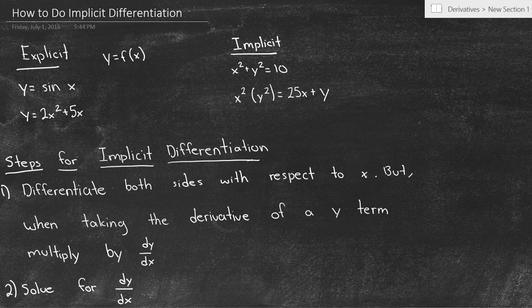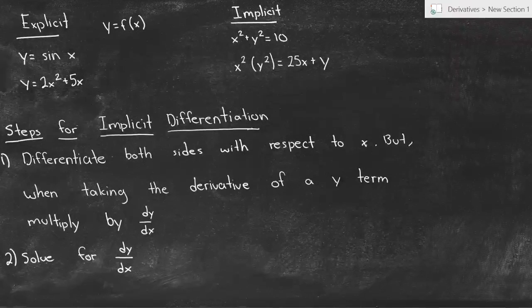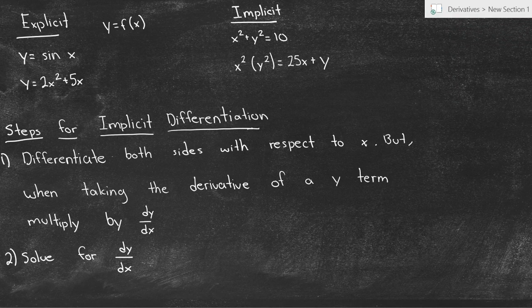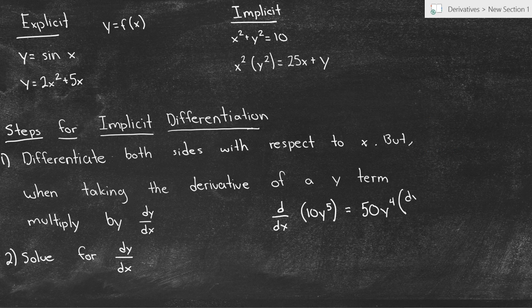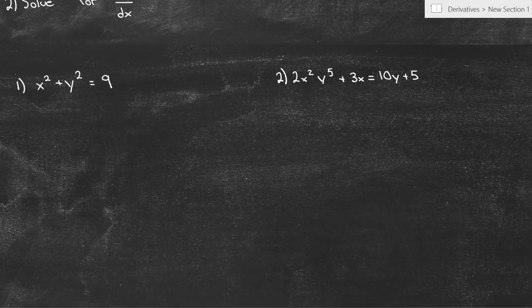And then it says, but when taking the derivative of a y term, multiply by dy/dx. Let me just give a quick example of something that would do this. Let's say we're taking the derivative, so d/dx, because that's the derivative with respect to x, of 10y to the fifth. Well, differentiate both sides with respect to x. Let's just take the derivative like normal. We're going to get 50y to the fourth. And then it says, when taking the derivative of a y term, multiply by dy/dx. So all we do here is multiply by dy/dx. And that's all we would need. That's implicitly how we took the derivative of 10y to the fifth. Now when we get into more examples, we'll see how this actually works.